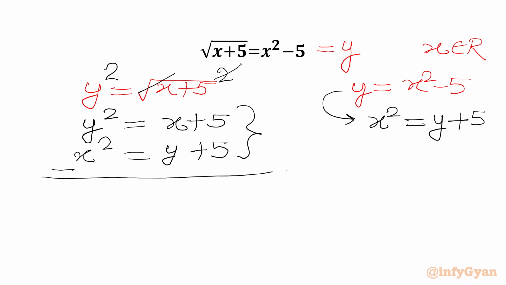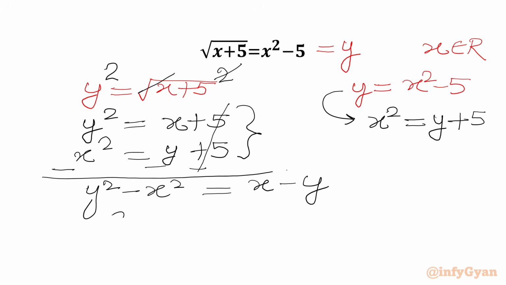I will subtract the second equation from the first one. So plus and minus 5 will get over. We will write the equation y squared minus x squared equals x minus y. By writing all the terms to the RHS, we will get x squared minus y squared plus x minus y equal to 0.